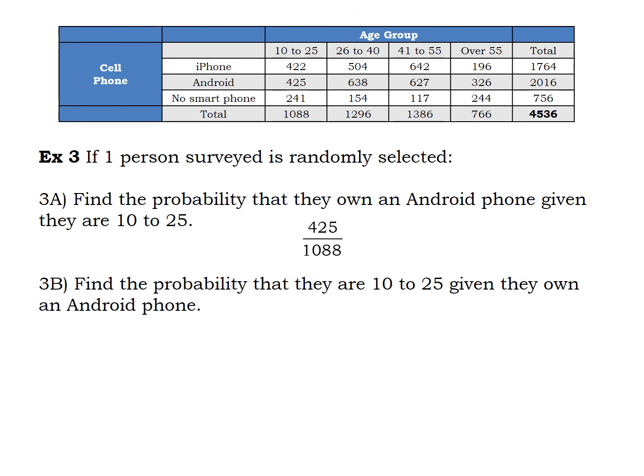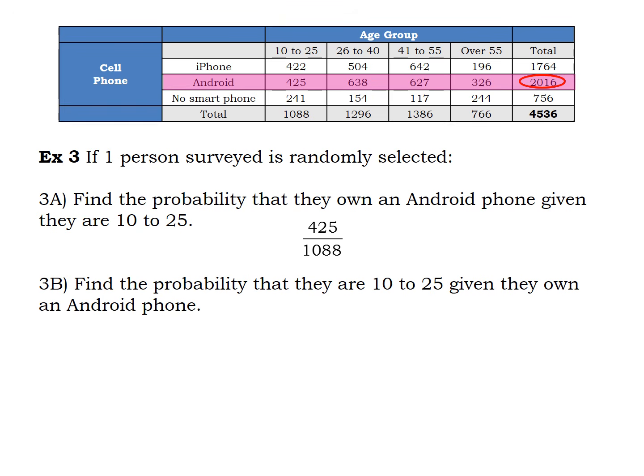Now, let's look at another example. All I've done here is reverse the order of the Android and the 10 to 25 age group, but it is going to completely change our analysis. So we want the probability they're in this age group given they own an Android phone. So now we know they're in this second row where we have the Android phones. So at this moment, how many are there to choose from? Knowing they own an Android phone, there are 2,016 to choose from.